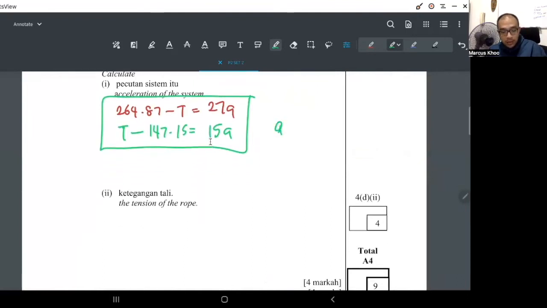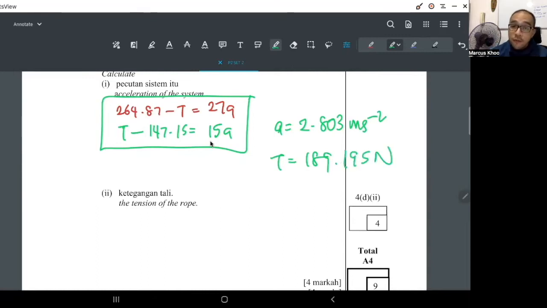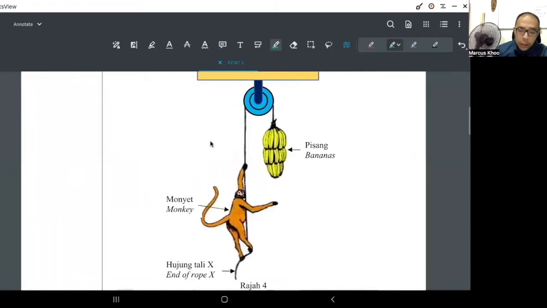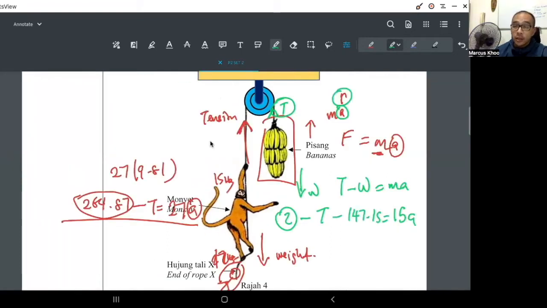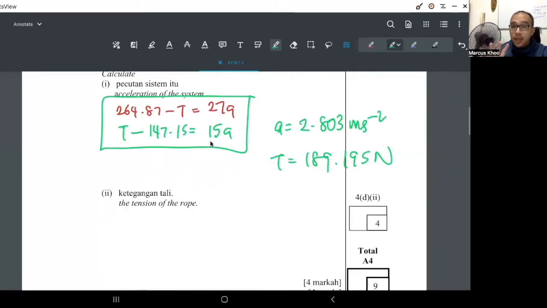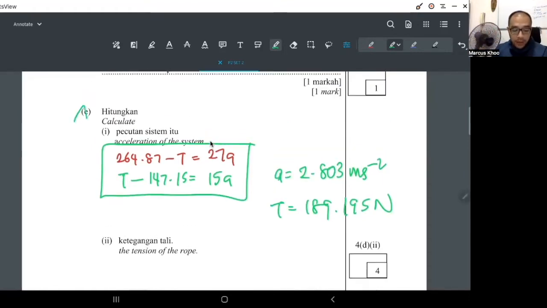The answer will be A equals 2.803 meters per second squared, and T equals 195 newtons. Solve the equations using simultaneous equations. So for pulley systems, especially when it involves calculation, it will usually involve two equations, especially if the pulley has both sides moving, one going down, one going up. So it will be good for you to practice this.